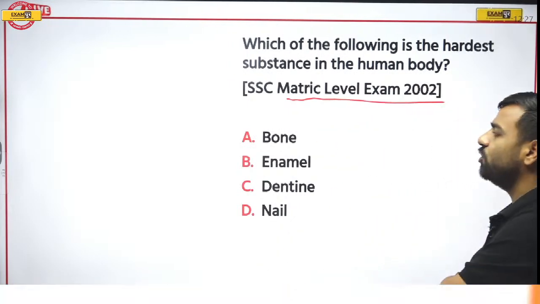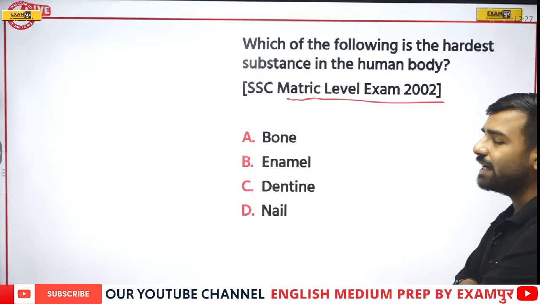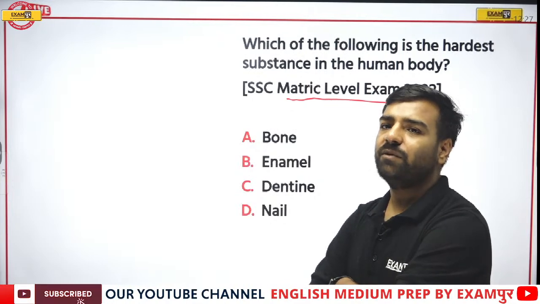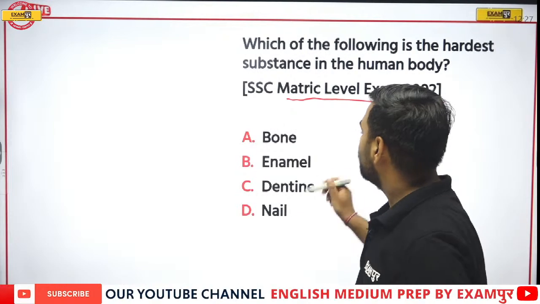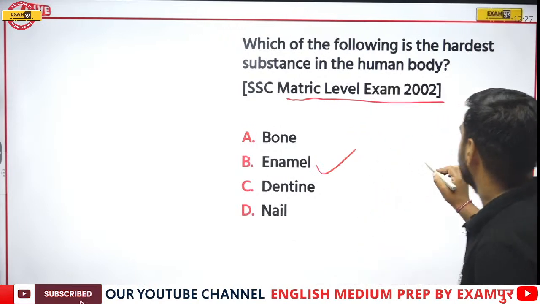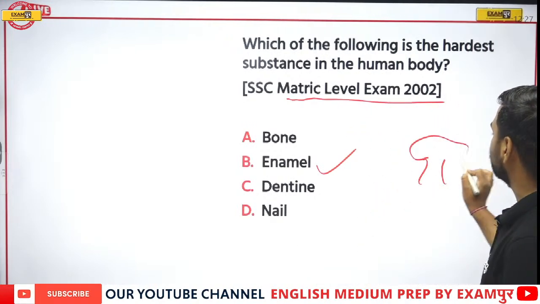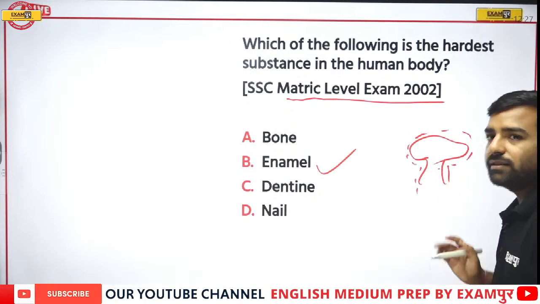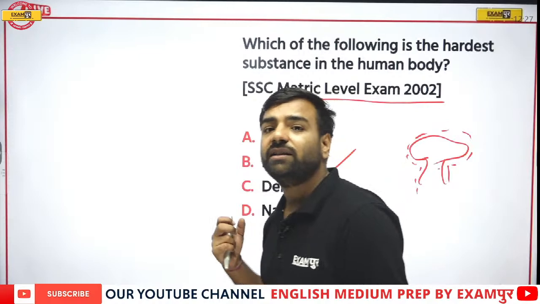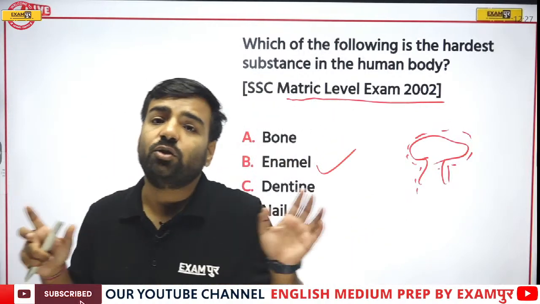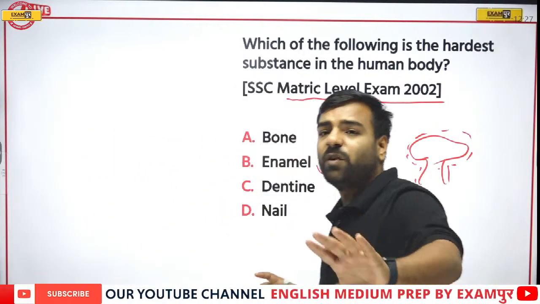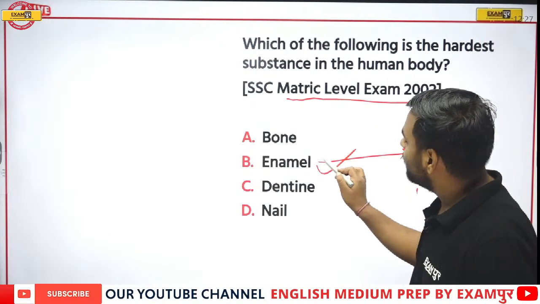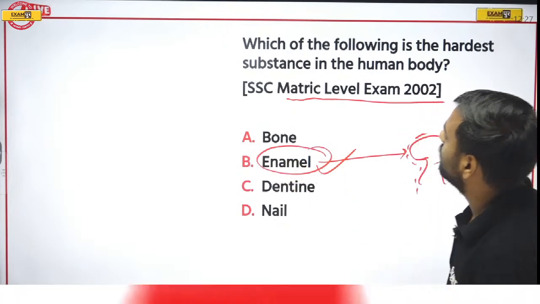Hardest substance in the human body: bone, enamel, dentine or nail? So Ram has joined us and has directly given the answer, so it would be enamel. Absolutely correct, Ram. If I draw the structure of a tooth, there must be some covering. Why is this covering given? It is given so that your teeth don't get damaged. So for preventing damage, its covering is done, and that too by enamel. This enamel is the hardest substance actually present in your body.